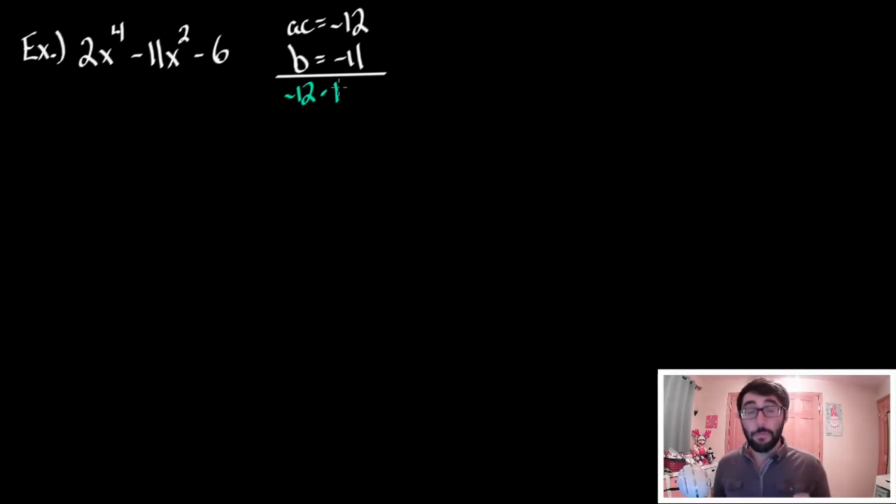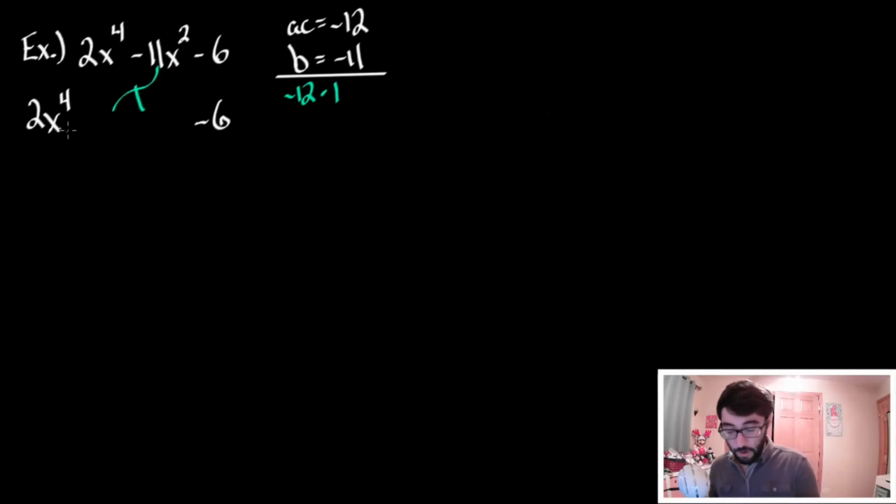Now remember, when we are factoring quadratic trinomials, we brought down the first term and the last term, and we split the middle using these two numbers. Well, we do the exact same thing. I'm going to bring down the first term and the last term, and we split the middle using these two numbers, -12 and +1.